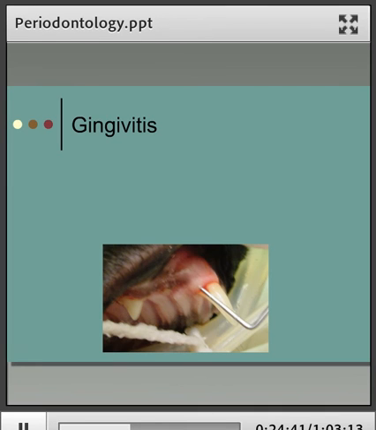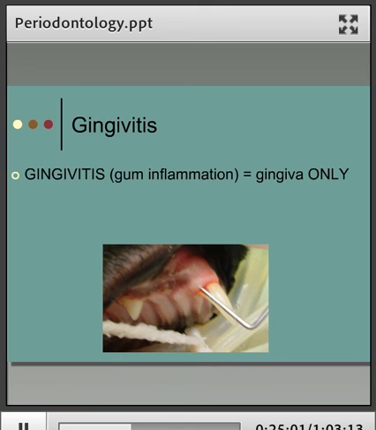And we know that we can identify it and score it using our perio probe, and also that gingivitis is only affecting the gingiva. So at this point, our other attachment tissues are okay. However, unfortunately, give it time and that's often not the case.